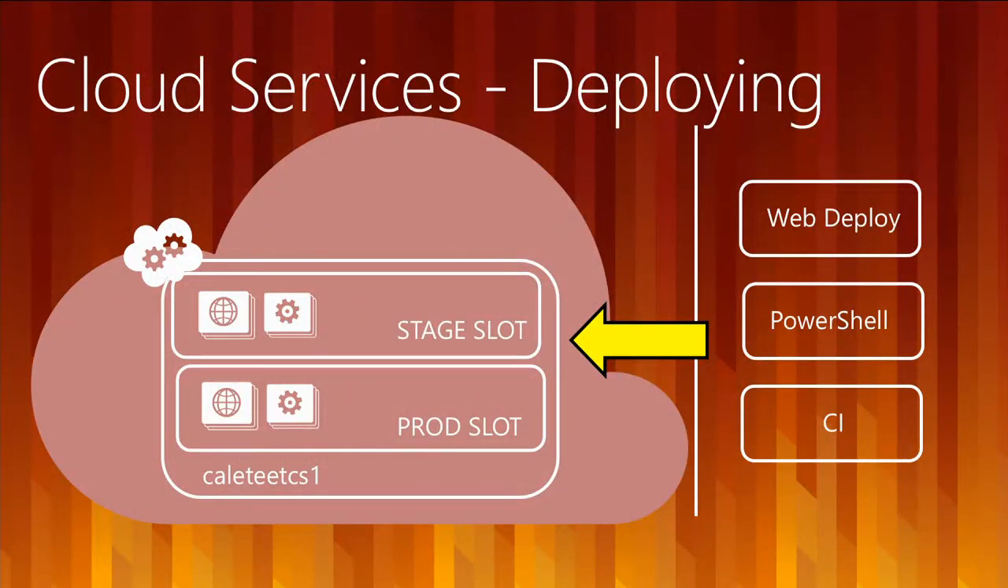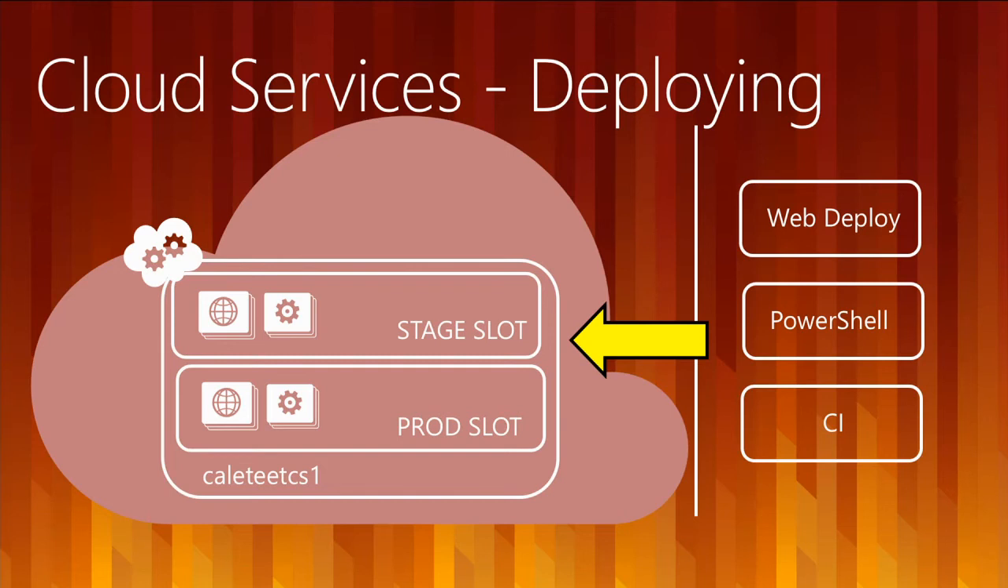So from a deployment standpoint, same stuff, right? Notice a little theme here, but we can do web deploy, PowerShell and continuous integration. Key difference here around deployment slots. I mentioned those with websites. We had 5 of them, and they were user-defined. With cloud services, not user-defined. There's 2 of them, and they're locked by default.